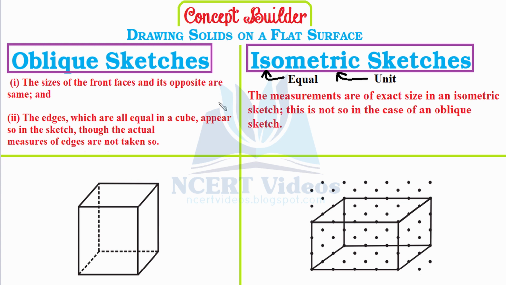So therefore, we have studied in this exercise that we can draw solids or 3D objects on a piece of paper using two techniques, oblique and isometric. Oblique does not take actual measurements into consideration while retaining the actual shape of the object, whereas isometric takes measurements into consideration, and we have a special isometric dot graph in order to create isometric sketches. So using these concepts, we will try to solve various questions in this exercise.